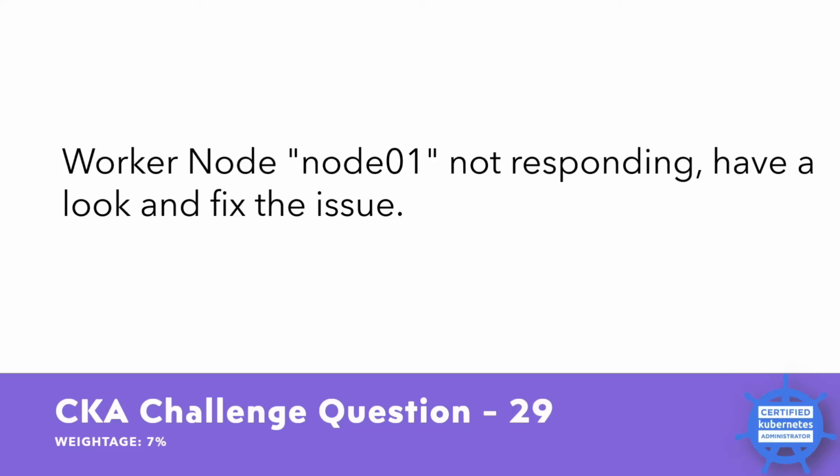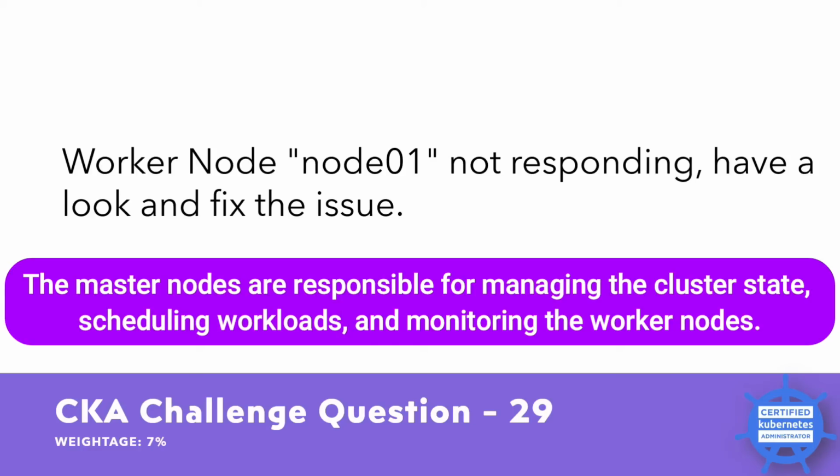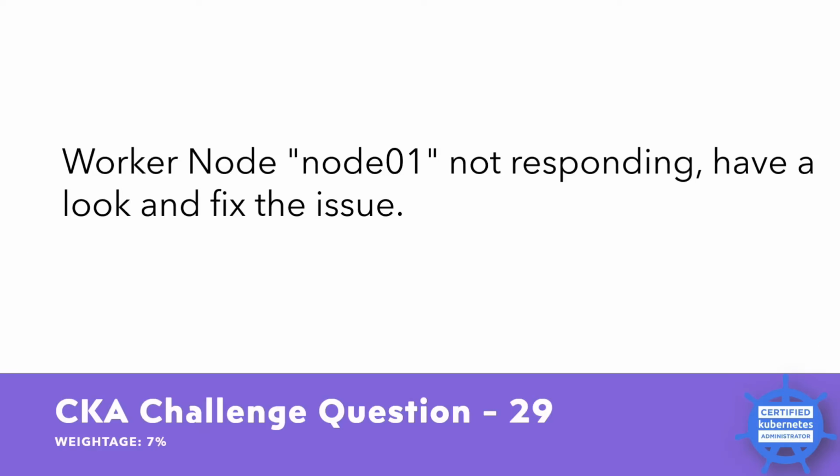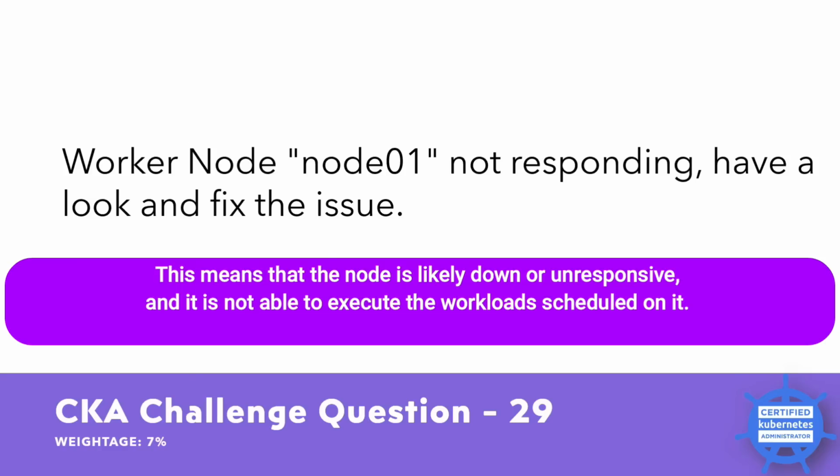A Kubernetes cluster typically consists of one or more master nodes and several worker nodes. The master nodes are responsible for managing the cluster state, scheduling workloads, and monitoring the worker nodes. The worker nodes are the machines that actually run the containers and workload. In this scenario, the question states that worker node01 is not responding. This means that the node is likely down or unresponsive, and it is not able to execute the workload scheduled on it.